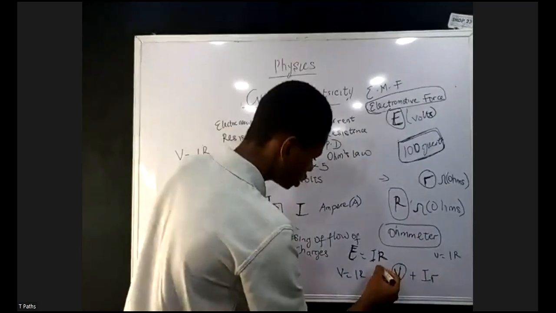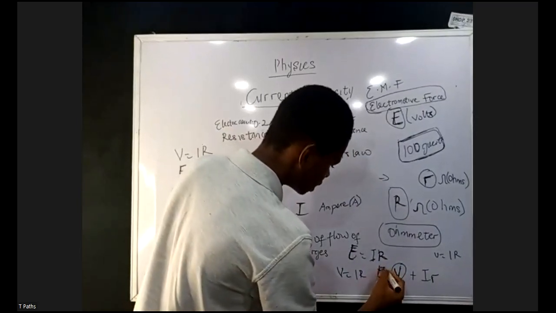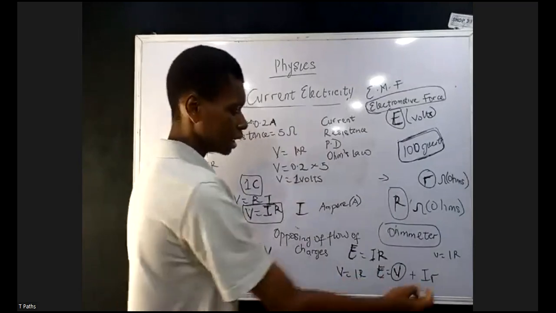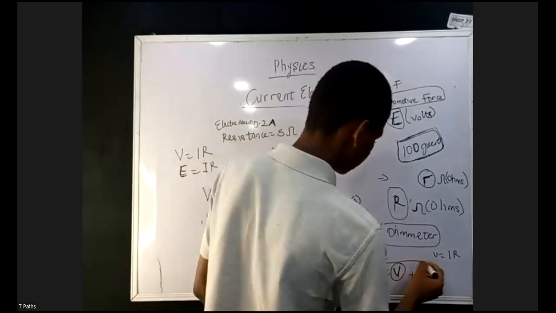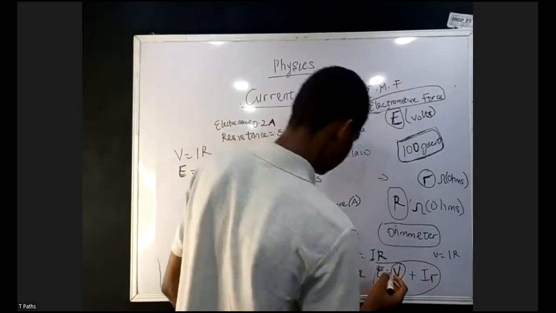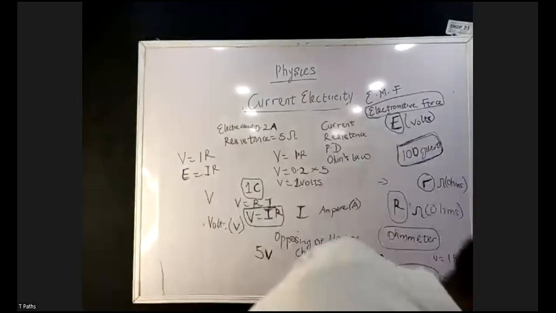So the relationship between the EMF of a cell, which is electromotive force, and internal resistance is this formula. That's the total EMF of a cell.